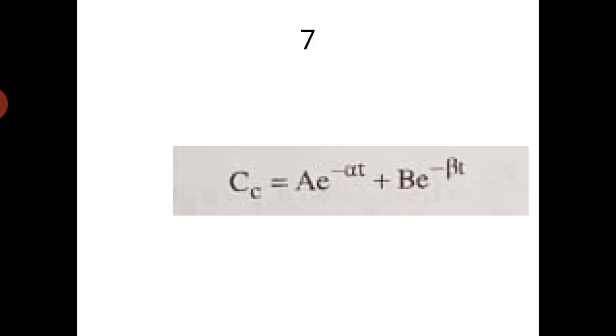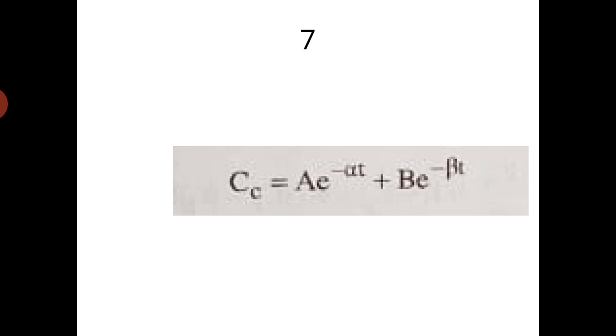Now this equation we simplified and wrote as the first equation for the central compartment: Cc equal to A into e raised to minus alpha t plus B into e raised to minus beta t. Now again new terms, capital A and capital B. What are those? Capital A and B are the hybrid constants. Alpha and beta are the micro constants. Capital A and capital B are the hybrid constants. Now what is this hybrid constant?